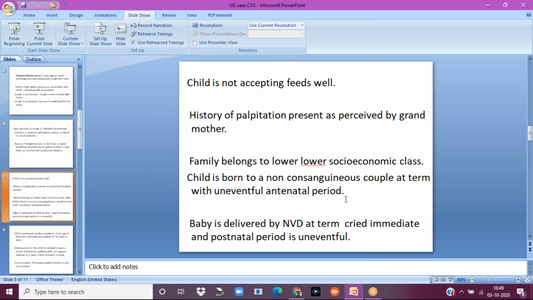Roll number 13. Roll number 14. Retinoic acid, ma'am. Lithium, ma'am. Lithium, good. Lithium for depressive illness causes what problem? Lithium causes what malformation? Epstein's anomaly. Okay, good. This is good for your PG entrance also.